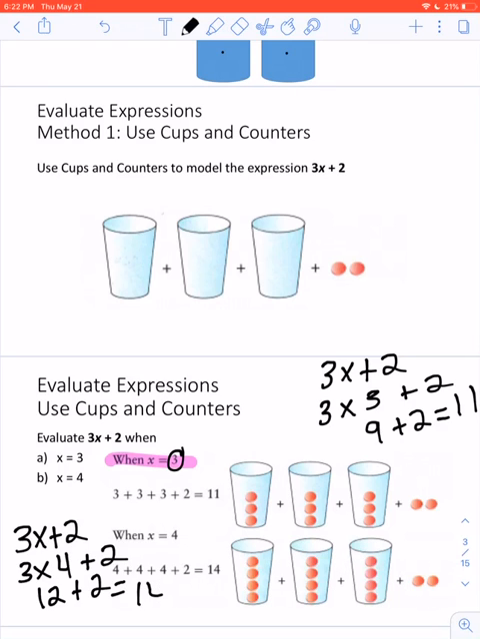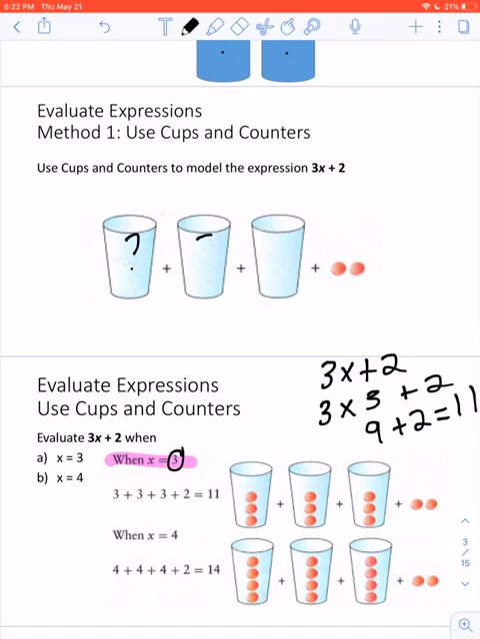That's what it means by evaluate. We are putting in the value. They're telling you how many counters are in the cup. Here we didn't know. We said it's a question mark. Here they're telling you if x is 3, if there's 3 counters in each cup, how many are there in total? If x is 4 and there's 4 counters in each cup, how many are there in total? So all you're doing is plugging in the number for x into that equation.